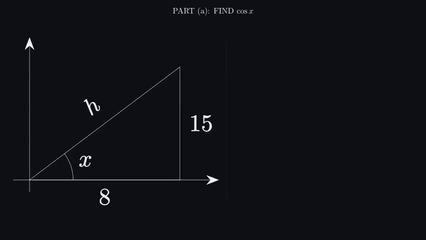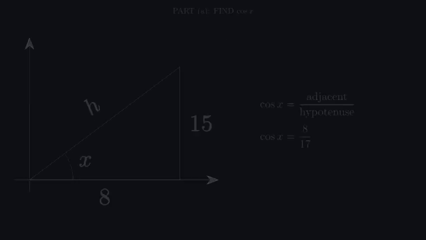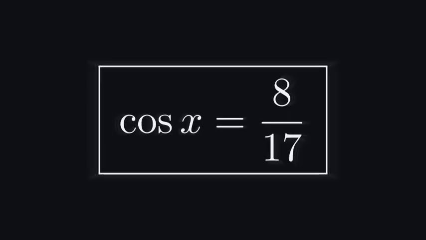Now we find cos of x. Cosine is adjacent over hypotenuse. For angle x, the adjacent side is 8, and the hypotenuse is 17. Therefore, cos of x equals 8 over 17. This framed result is the final answer for the question.